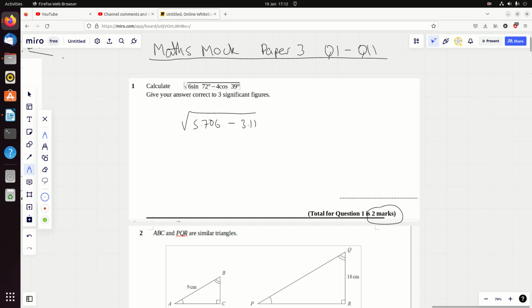Minus 4 cos 39. Make sure your calculator's in degrees. That's the classic blunder here. It is totally possible to get this wrong. And we've got to give the answer to 3 sig fig. So that's 1.61 to 3 sig fig.